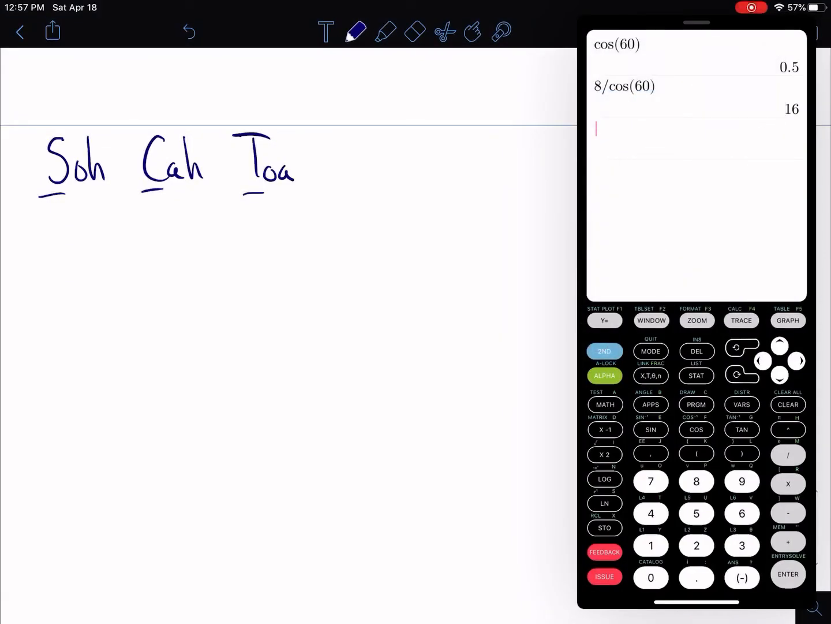So again, going to talk about some new material now. This new material is, we've talked about setting up the ratio for a trig function. We've talked about solving for the missing side for a trig function. Now we're going to solve for the angle.